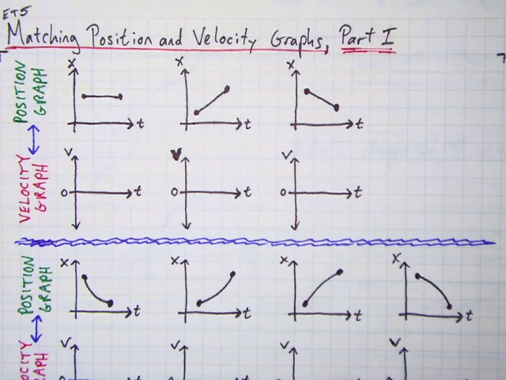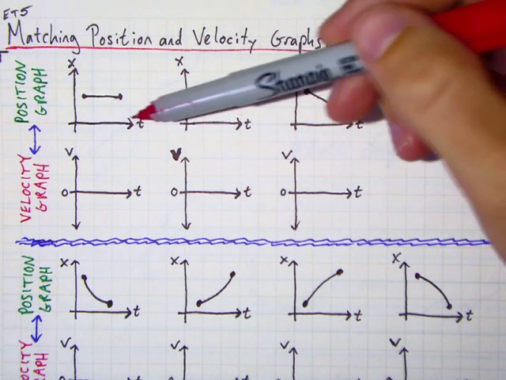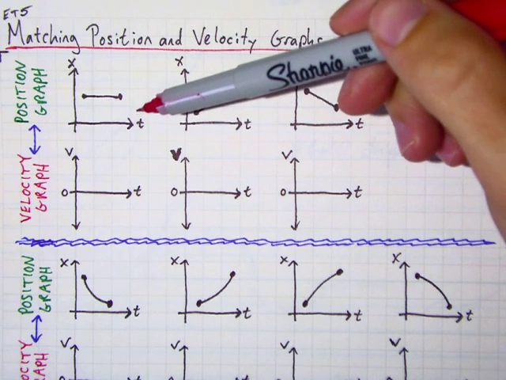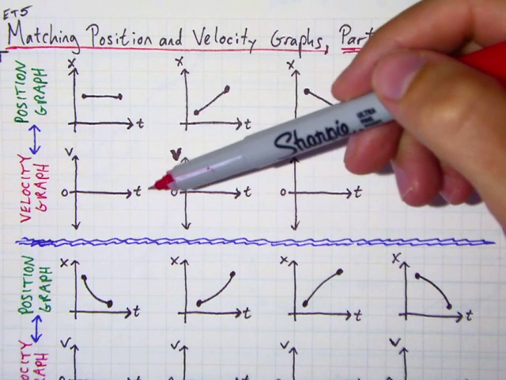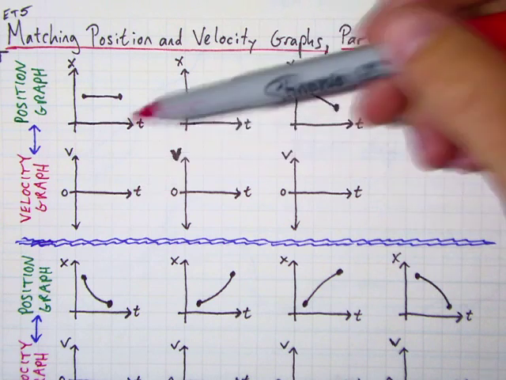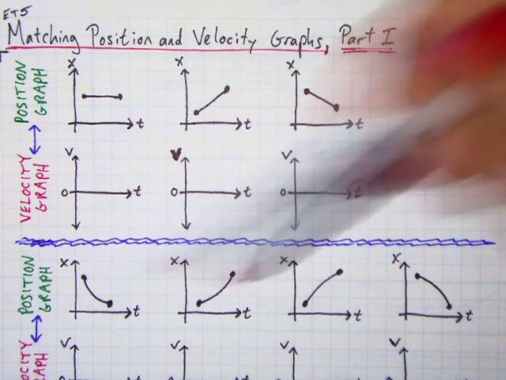We would like to be able to look at the position versus time graph of any moving object and draw the corresponding graph of its instantaneous velocity versus time. We'll start by looking at little segments of position versus time graphs. We've got 7 of them here.